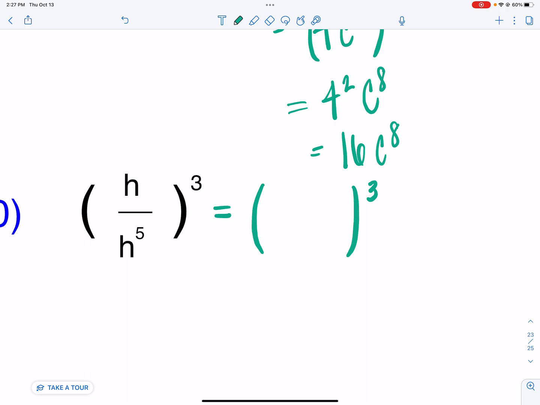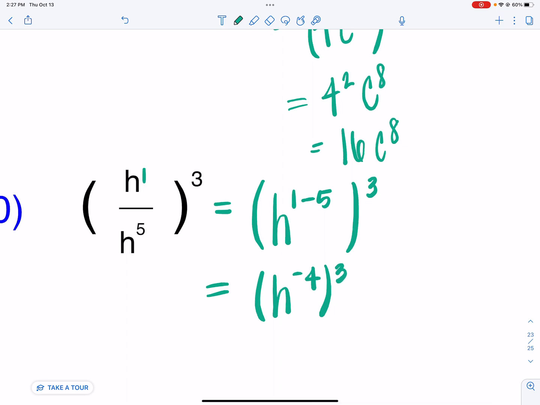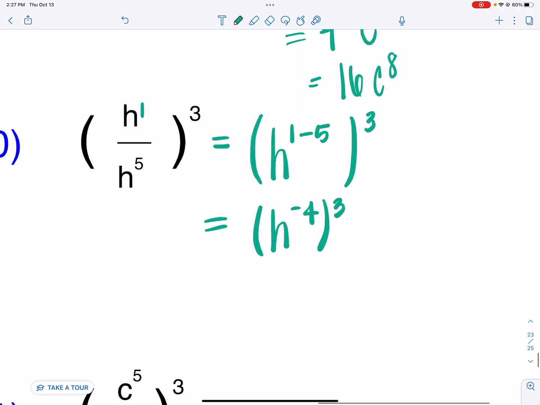So I'm going to leave the parentheses in the 3. If we do top minus bottom, I need to give my little top h a 1. So I get h to the 1 minus 5. That's where our difference is. So this is h to the negative 4th, all raised to the 3rd power. Now I'm ready to multiply across the parentheses, so it becomes h to the negative 12th.